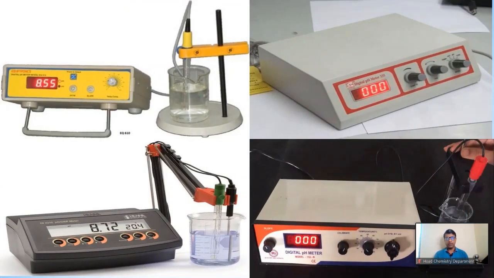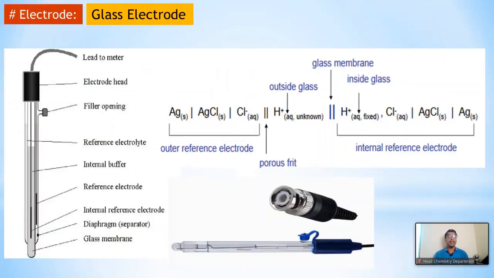This instrument is called a digital pH meter. This instrument is used to determine the pH of any solution. So this is the instrument we use for titration of weak acid versus strong base, and for this titration we measure the pH property of that particular solution. This is the electrode called a glass electrode, which we require for measurement of the pH along with the pH meter. This is called a combined glass electrode.